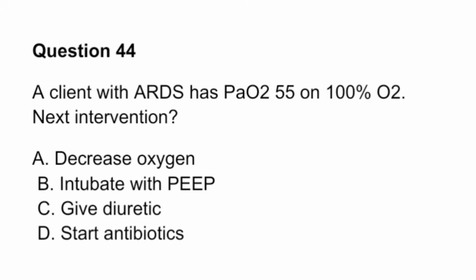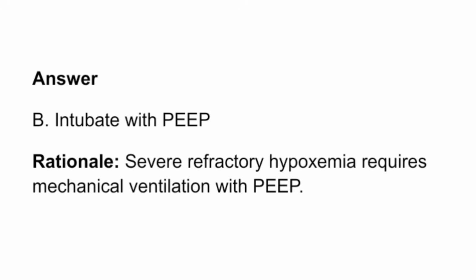Question 44. A client with ARDS has PaO2 55 on 100% O2. Next intervention: A. Decrease oxygen. B. Intubate with PEEP. C. Give diuretic. D. Start antibiotics. Answer: B. Intubate with PEEP. Rationale: severe refractory hypoxemia requires mechanical ventilation with PEEP.